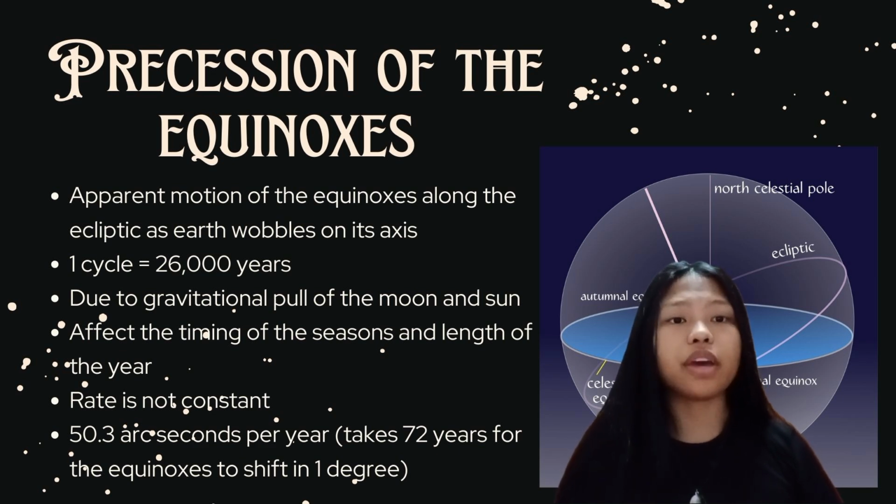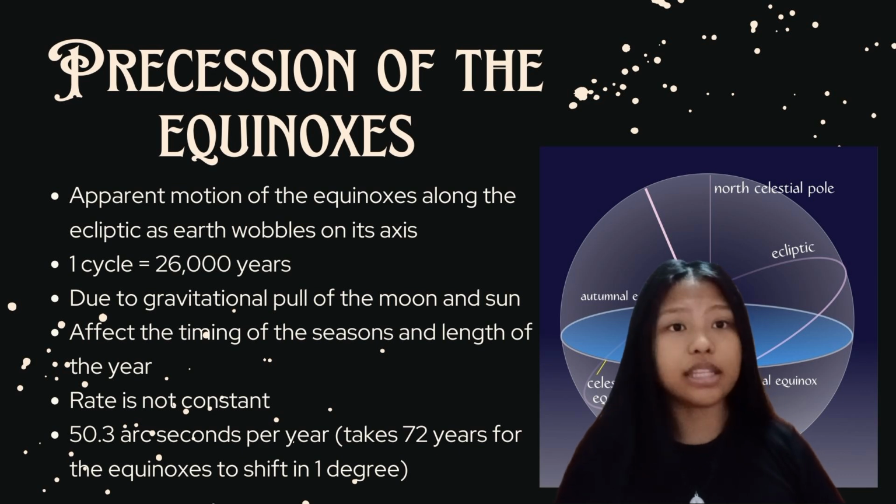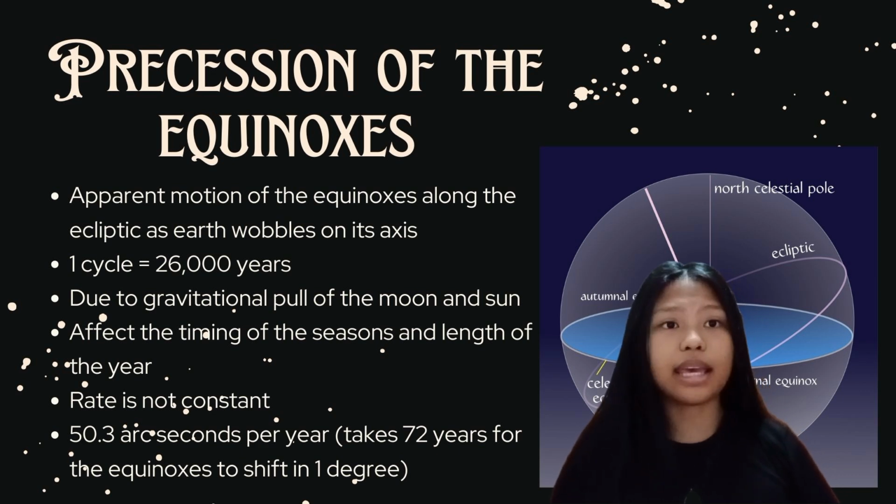The precession of the equinoxes has a significant effect on the seasons and astrology, but always remember that precession of the equinoxes is not constant. And for it to shift 1 degree, it takes 72 years, and it takes 26,000 years to complete one cycle.